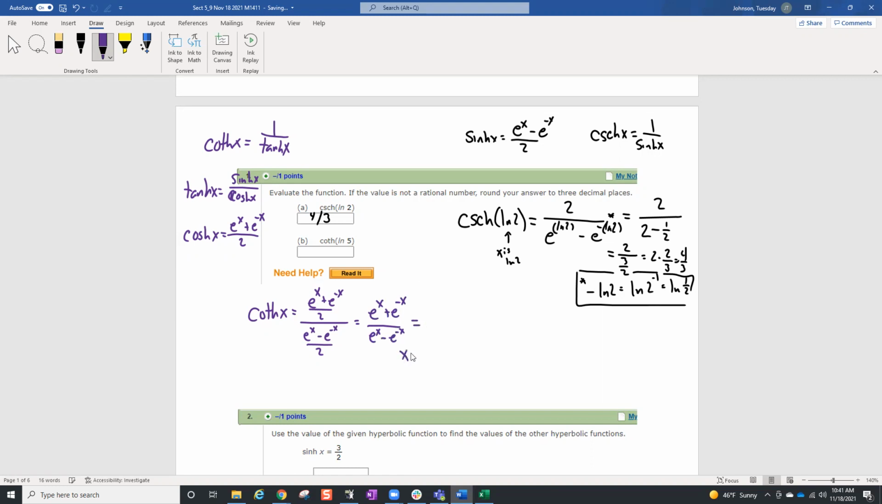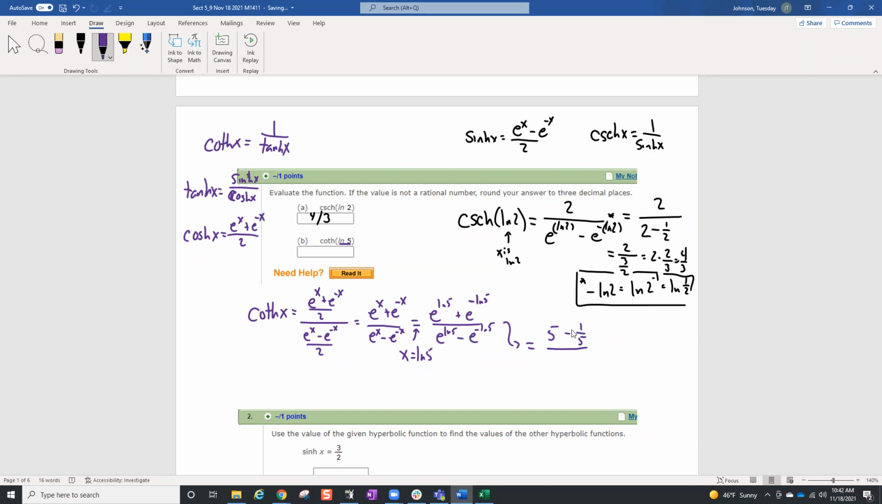But when x equals natural log of 5, this becomes e to the natural log of 5 plus e to the negative natural log of 5 divided by e to the natural log of 5 minus e to the minus natural log of 5. So I'm going to bring it down here a little bit. e to the power of natural log of 5 is going to be 5. For the same reason that negative natural log of 2 is equal to the natural log of 1/2, negative natural log of 5 will be equal to 1/5.